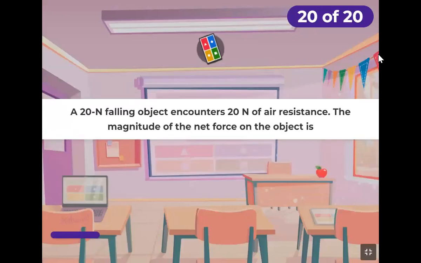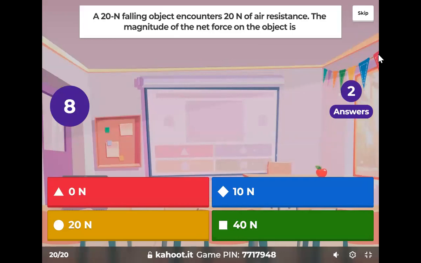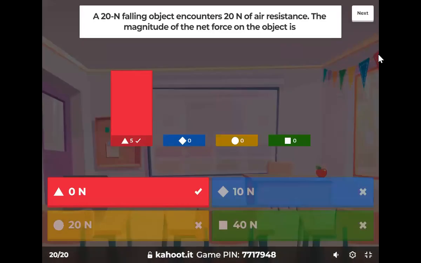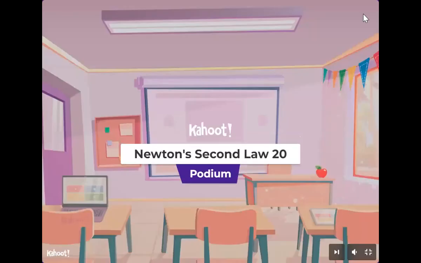A 20 Newton falling object encounters 20 newtons of air resistance. What is the net force on the object? 0 newtons. Would that be a case of terminal velocity? Whatever speed it's going, maybe it's a parachute, it's just constant speed all the way down.